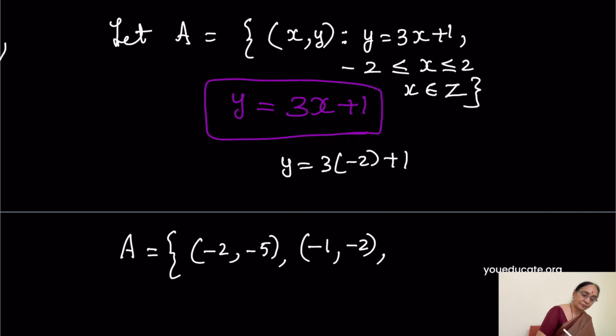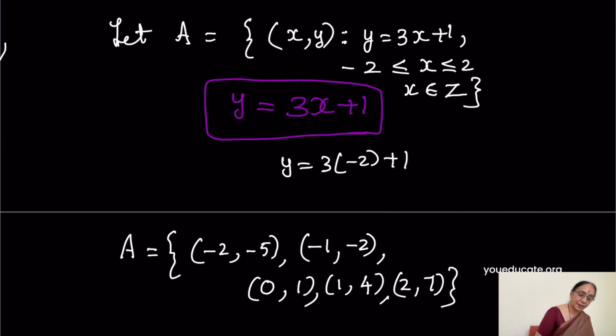Next, after minus 1 you have 0. So 3 times 0 is 0, and plus 1 gives 1. So this is the next ordered pair. Then you have your 1. 3 times 1 is 3, 3 plus 1 is 4. You can see that the first position is occupied by the x values. The second position in each of the ordered pairs is the y value. Then the last one is 2, 7.